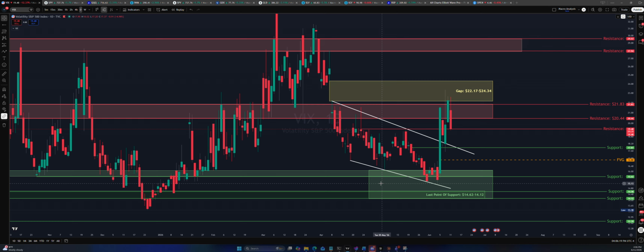I don't know how big the bounce is going to be, but there was a falling wedge on VIX and it is coming down into support. That's a warning sign that if you are currently long and you're over-leveraged in the market, you probably want to deleverage your position or manage your risk even more carefully.